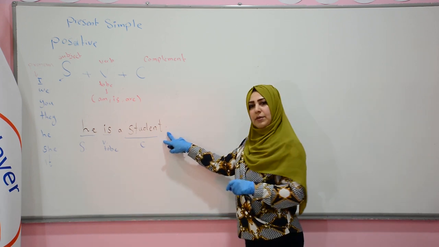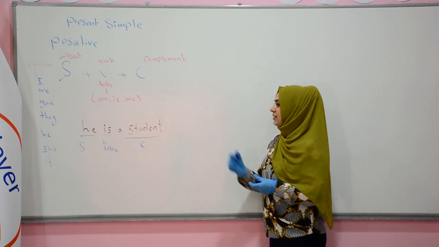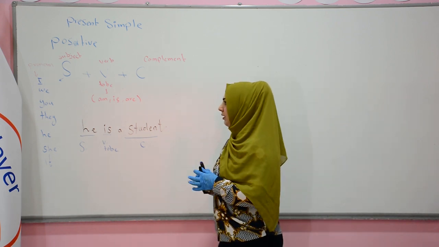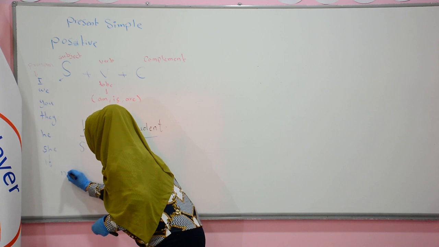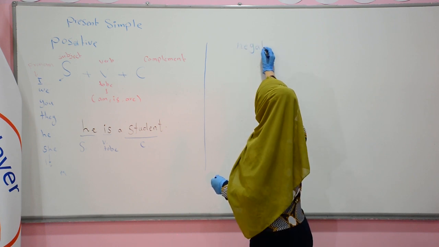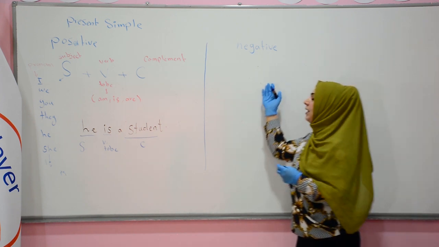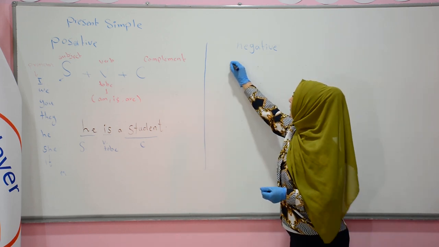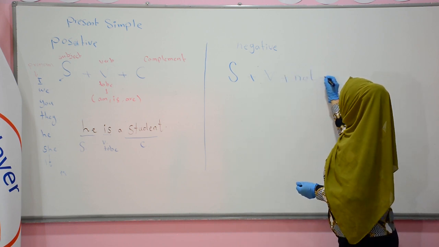It's a positive sentence because we have no not between the verb and the complement. This is the positive sentence. Let me explain the negative sentence. What's the negative sentence? Negative means that we just add not to the verb. For example, we have subject plus verb plus not plus complement.